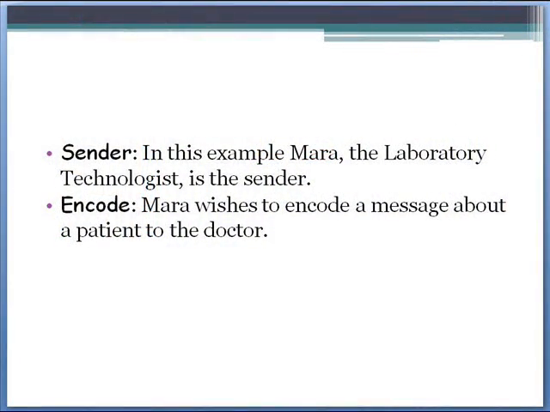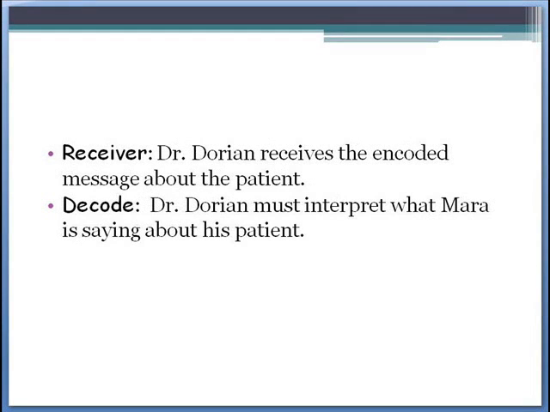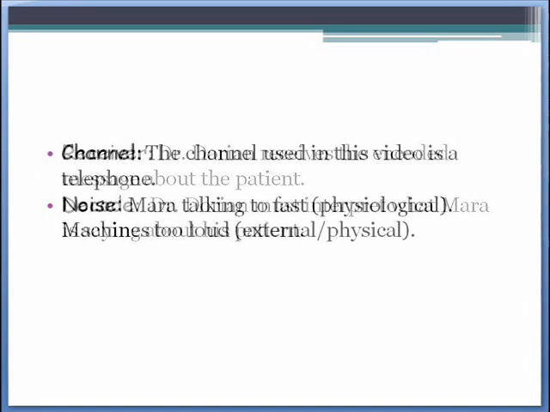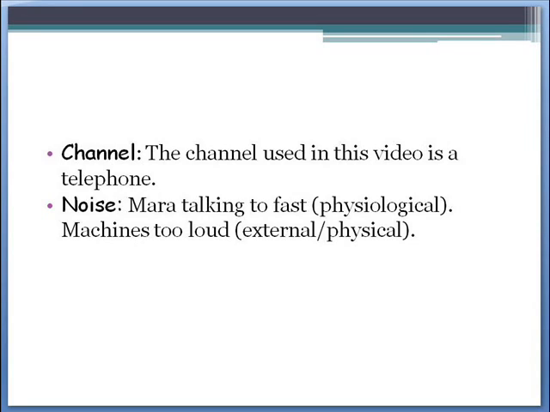In the video example just shown, the sender is Mara, the laboratory technologist. She encoded a message about patient results that she tried to relay to the doctor. The receiver, Dr. Dorian, tried to decode or interpret what Mara was trying to tell him about the patient. The message was unfortunately misinterpreted, if at all, by Dr. Dorian. This was due to two different types of noise.